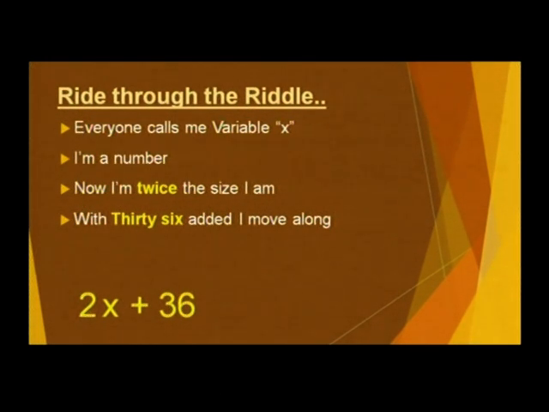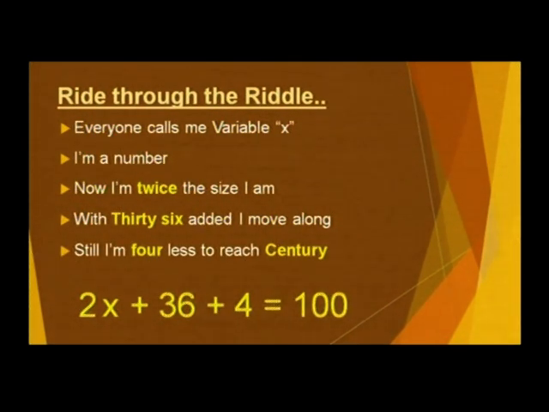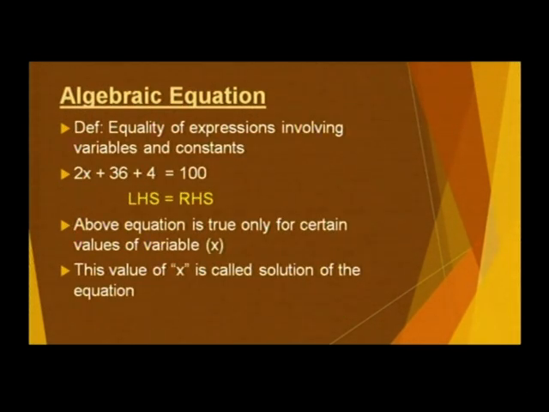Means x is doubled, so that's why it's considered as 2x, plus with 36 added, I move along. Means 2x plus 36. Still, I am 4 less to reach century. So, still I am 4 less to reach century. Friends, here it is the algebraic equation. So, what is the algebraic equation?